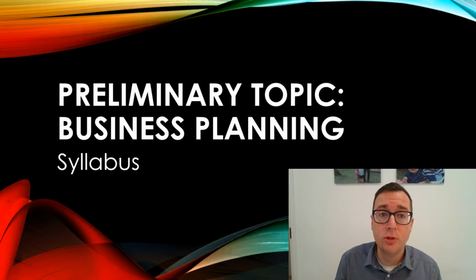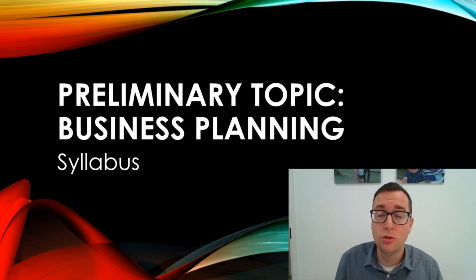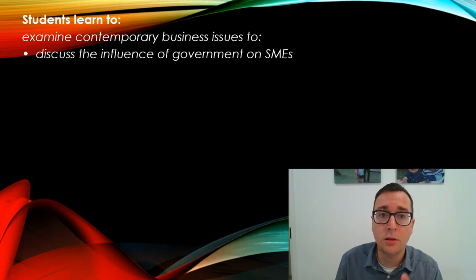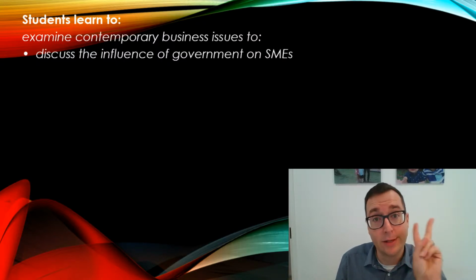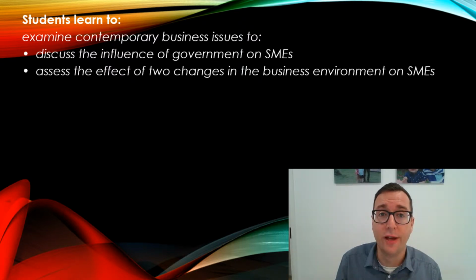All right, so in terms of the students learn to, there are seven students learn to for this particular topic. The first one here is to discuss, which looks at the good and or bad, discuss the influence of government on SMEs. Remember, SMEs, those small to medium enterprises. The second dot point is to assess the effect of two changes in the business environment on SMEs.